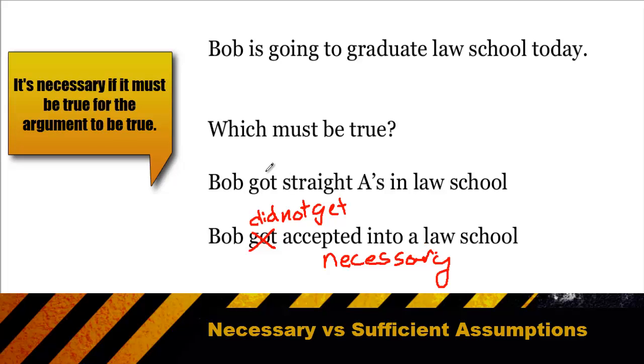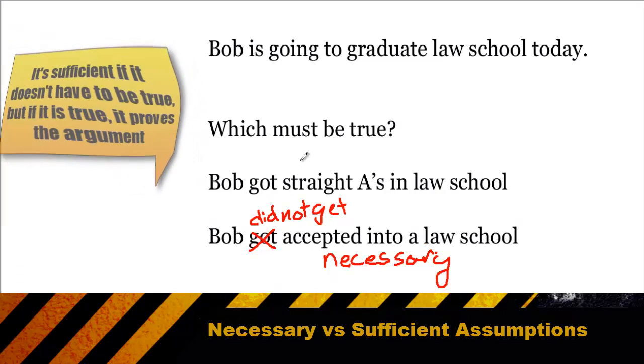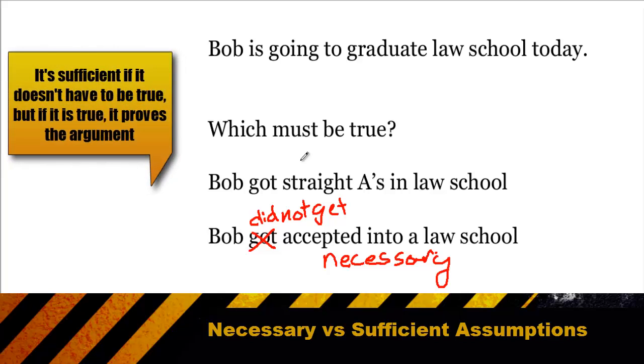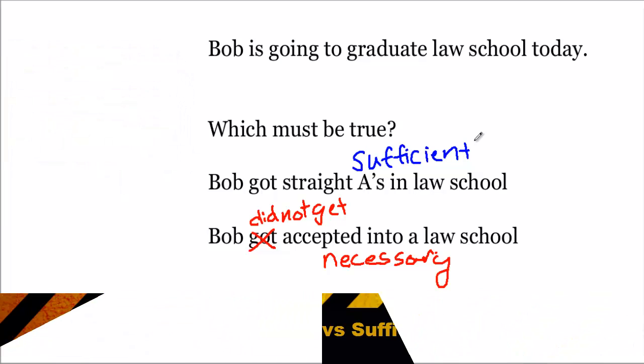The statement that Bob got straight A's, that doesn't have to be true, but if you get straight A's in law school, that really helps the argument that you're going to graduate. So we would call that a sufficient assumption. It's not required, but if we have it, it really helps our case.